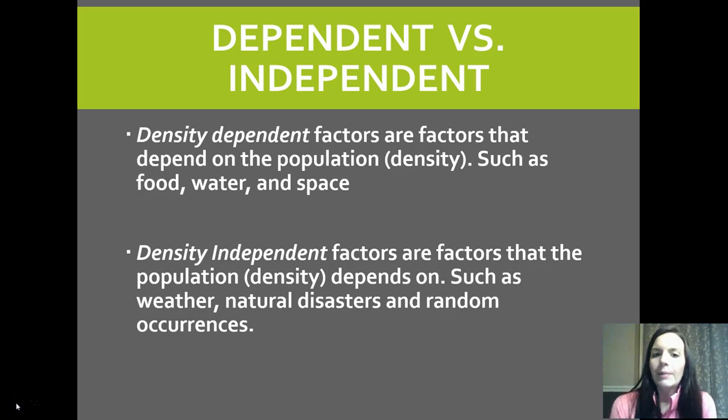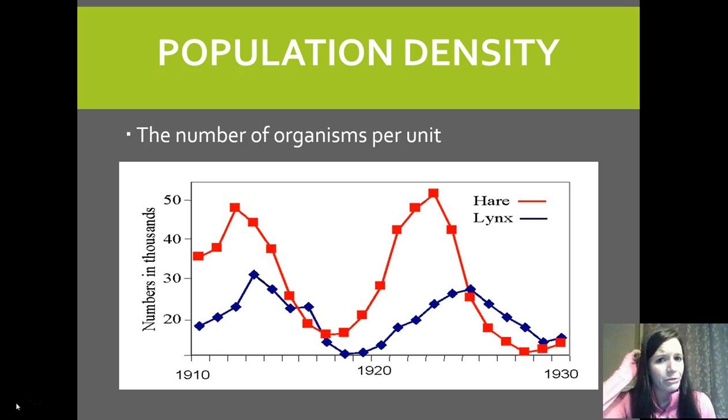So when we're comparing density dependent versus independent factors, remember that density dependent factors depend on the population or the density of that population. Density independent factors are random and they don't depend on population numbers. So when we look at population density in general, it's simply the number of organisms per unit.